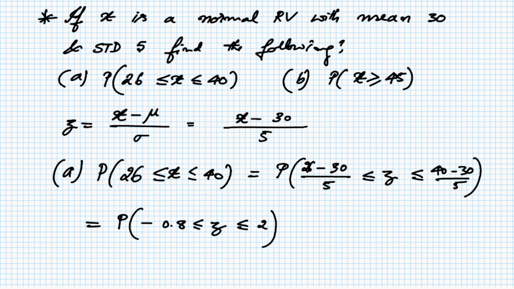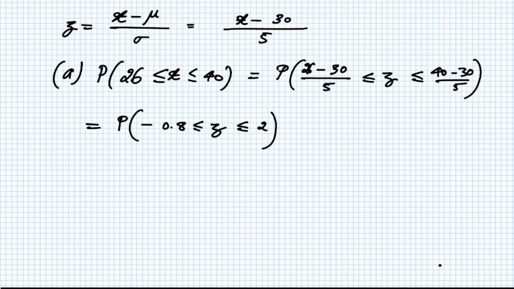Now this is very easy. We have already solved these kinds of equations. What is the probability that z is from minus 0.8 to plus 2? Yes, we know the answer. Please try to solve this. I think we already have one answer given by Ruchi, 0.1891. Let's verify. Please find this from the table.